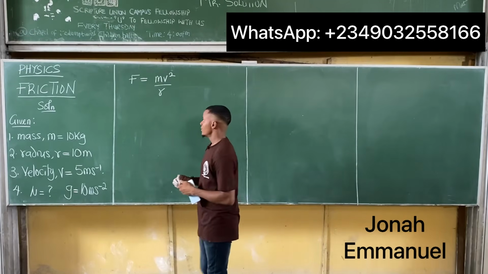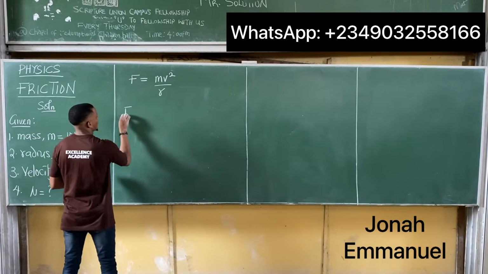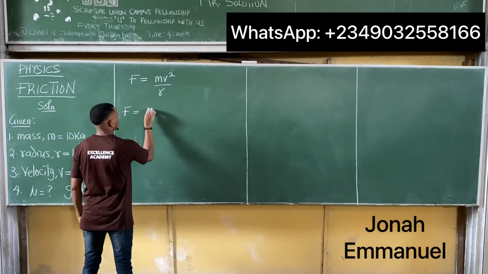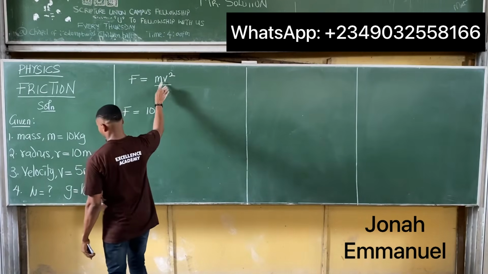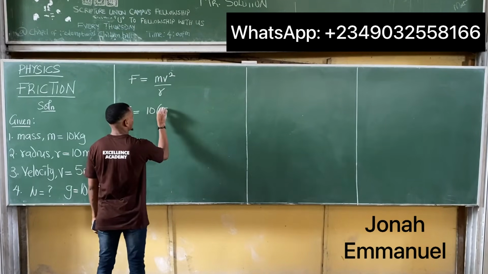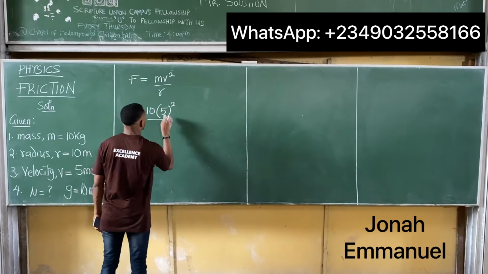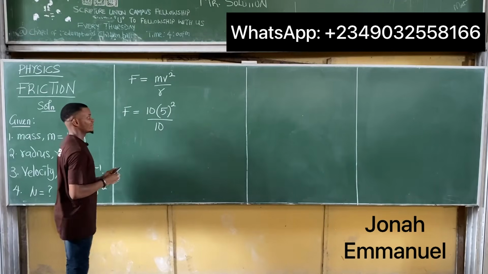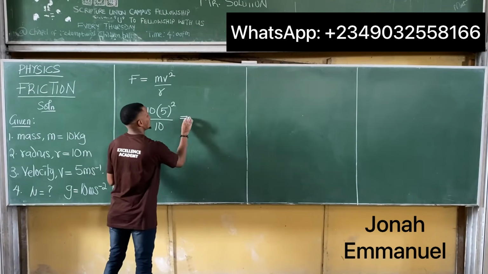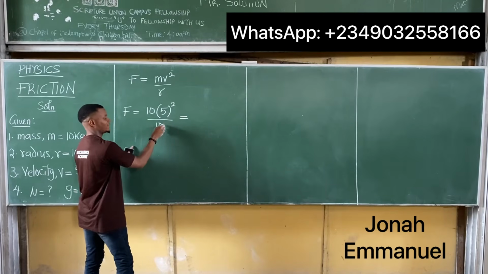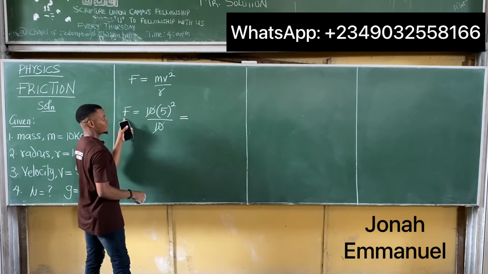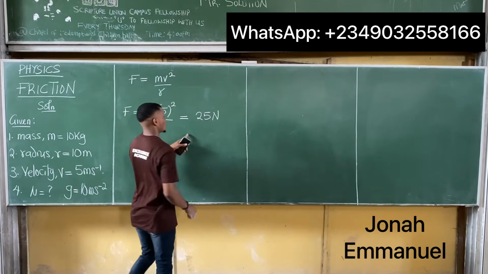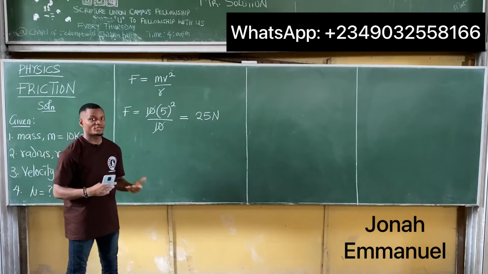This is the formula for calculating the centripetal force acting on the body or causing the body to keep revolving in a circular path. If I impute values here, we have that the force F is equal to M, the mass, which is 10, times V squared. V is 5, that becomes 5 squared, all over R. R here is 10. If I work on this, obviously 10 can cancel 10. So F is equal to 5 squared. That's equal to 25 Newton. So the frictional force in this case becomes 25 Newton.